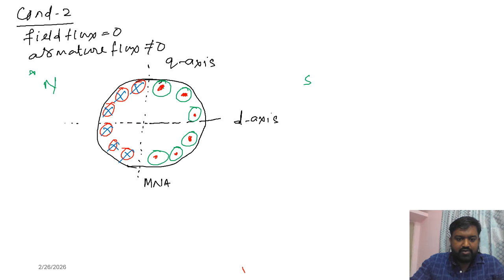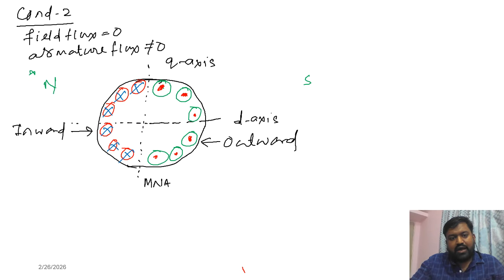That means the cross mark indicates the inward current direction, and the dot mark is the outward current direction, right? Now you again have to calculate the flux directions, because this is the armature. Then what we will do, we will calculate the armature flux. How to calculate this armature flux?